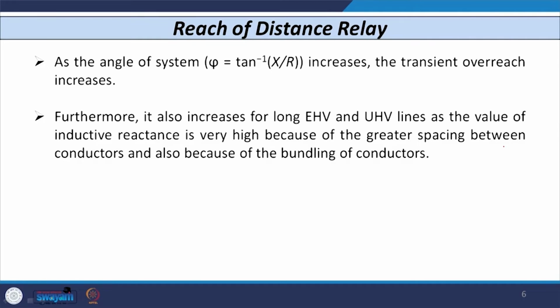So, which type of characteristic we use depends on the application. Suppose I want to use a distance relay for the protection of short lines, then we have to go for a reactance relay. If I want to protect long EHV transmission lines, then we should go for a mho relay, and maybe further quadrilateral or some other type of distance relay characteristic. So, it depends again on the application. So, let us discuss different types of characteristic.